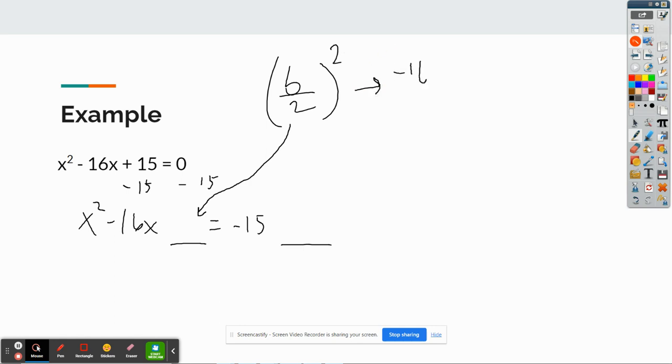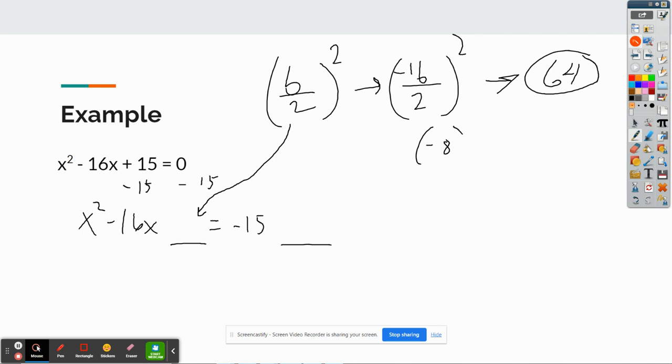Well, what does that get us? b is negative 16. Half of negative 16 is negative 8, and negative 8 squared is positive 64. Again, always positive. When you take a negative number and you square it, it's always positive. So when you're typing this in the calculator, these parentheses are important. You must put them around your negative number and square it.